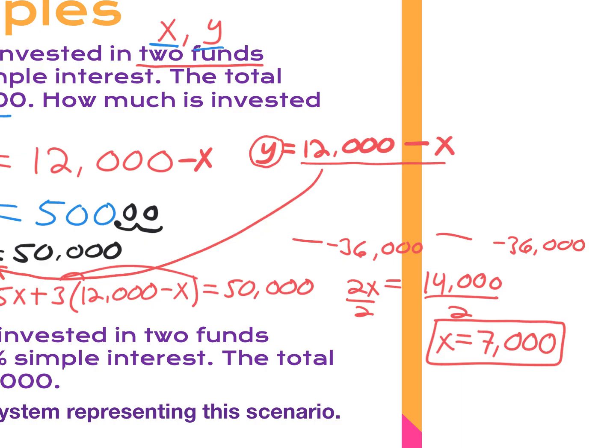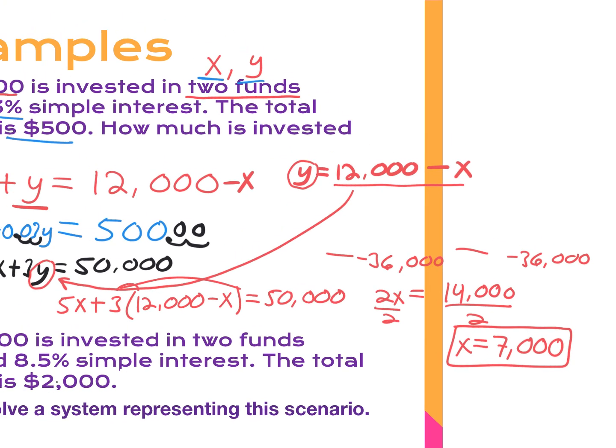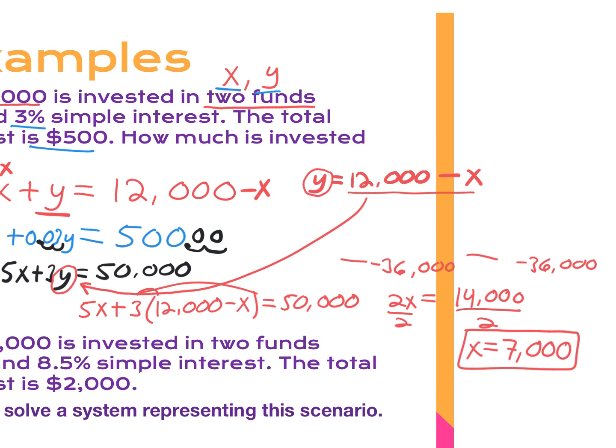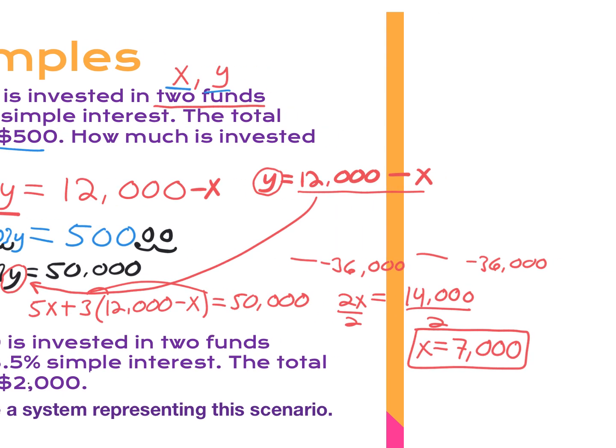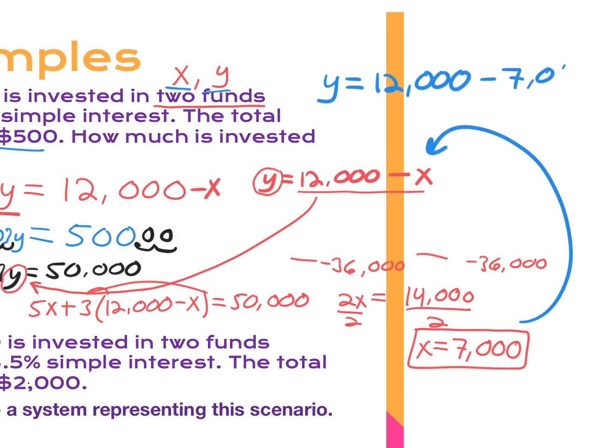What does that mean? That means the account that invested at 5% simple interest, you invested 7,000 in that fund. All right, how do we find the other one? Just plug it back in, right, for this x. So then we're going to get y equals 12,000 minus 7,000. All right, what's 12,000 minus 7,000? 5,000, right? So you invested $5,000 in the account that gets you the 3% interest.